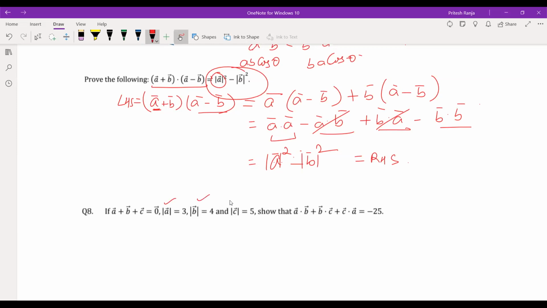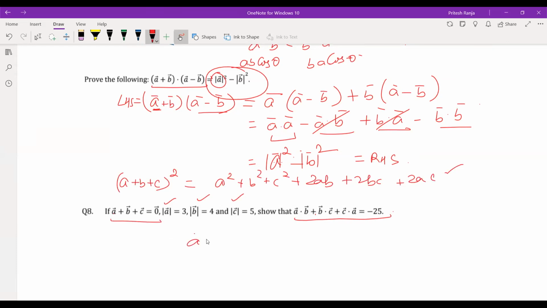Magnitudes of a, b and c are given to us, and then you need to show that this is equal to -25. So note that a plus b plus c is given, and this is ab plus bc plus ca. So there is a linkage I can think of. You would have remembered this identity: a square plus b square plus c square plus 2ab plus 2bc plus 2ac, right? So I'll use this.